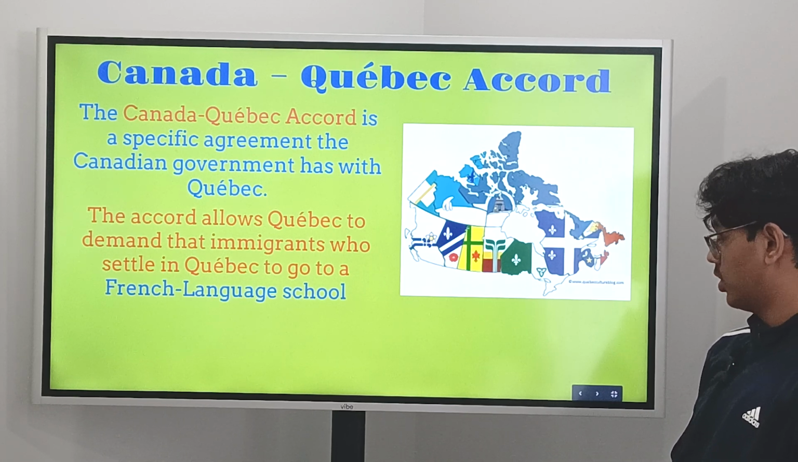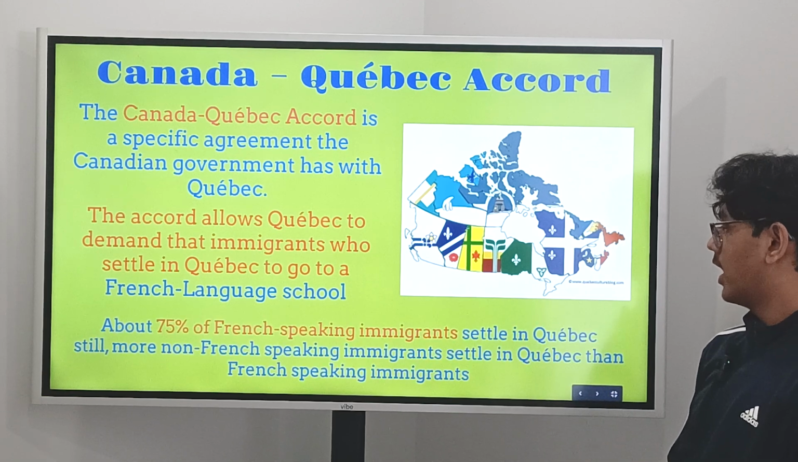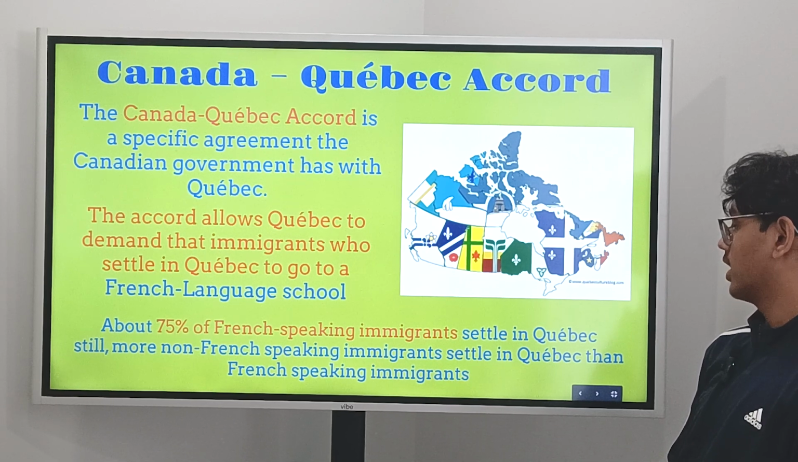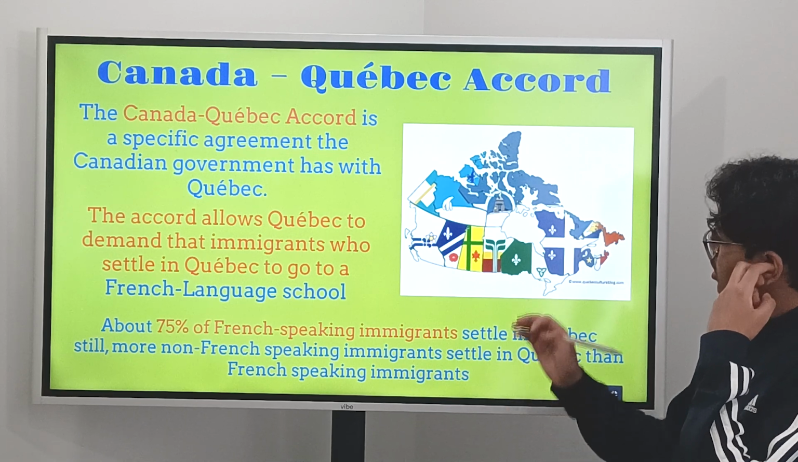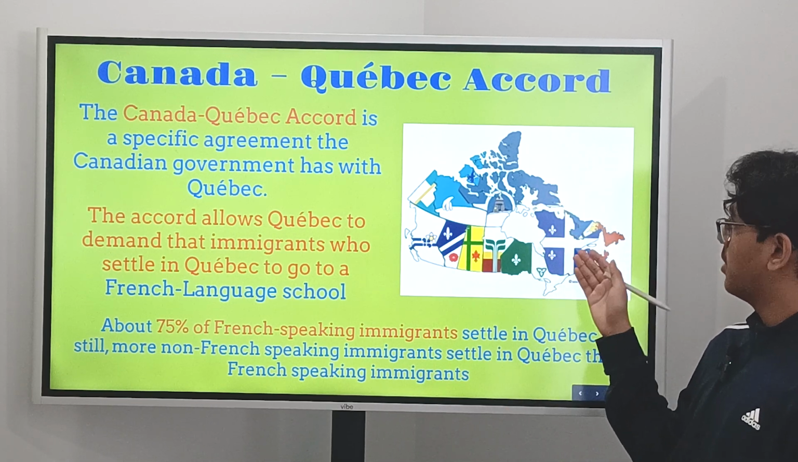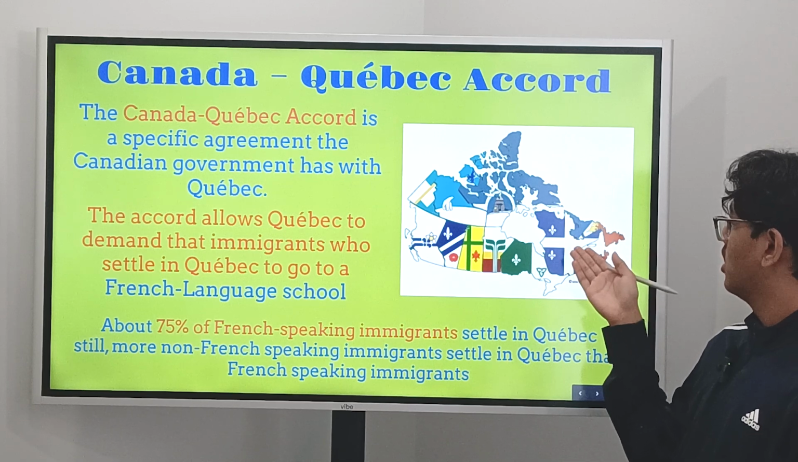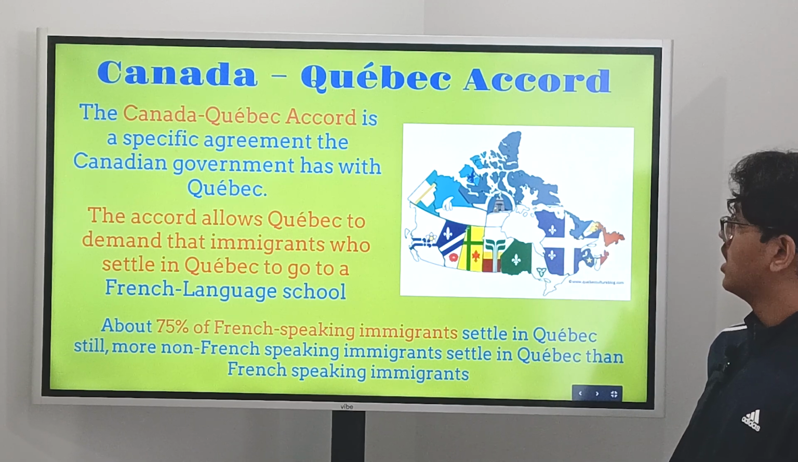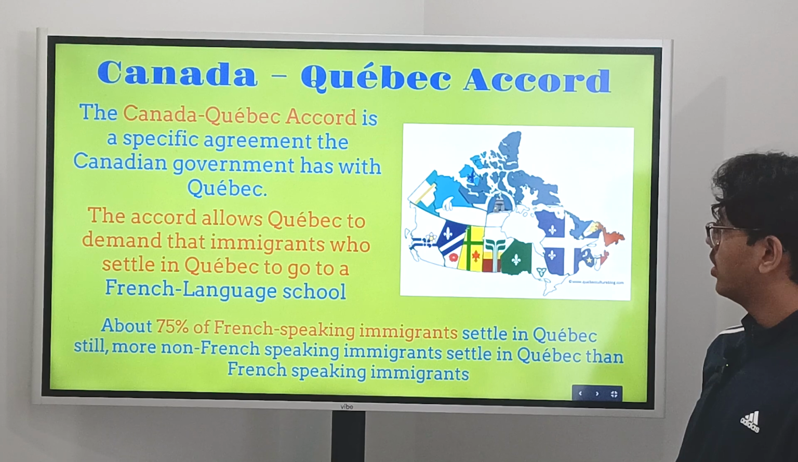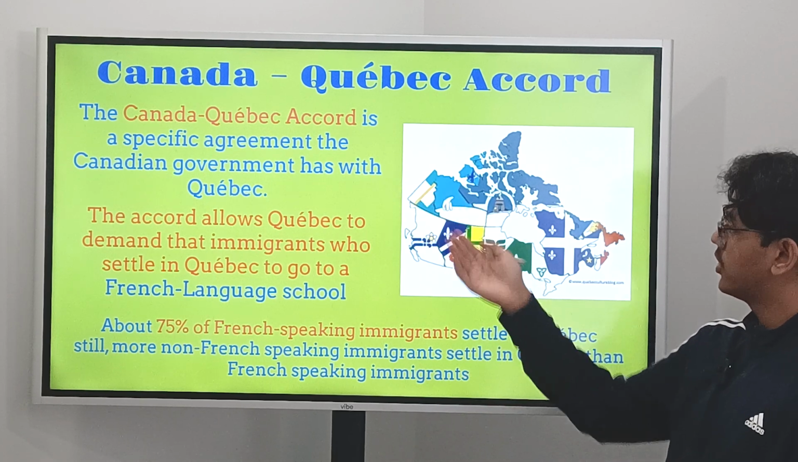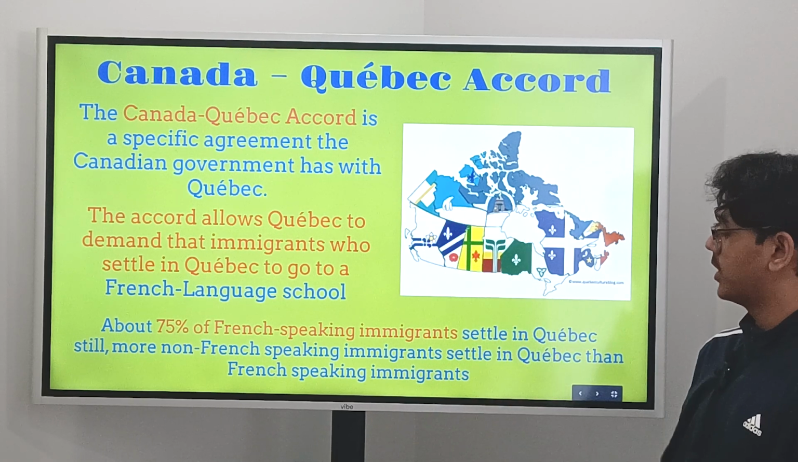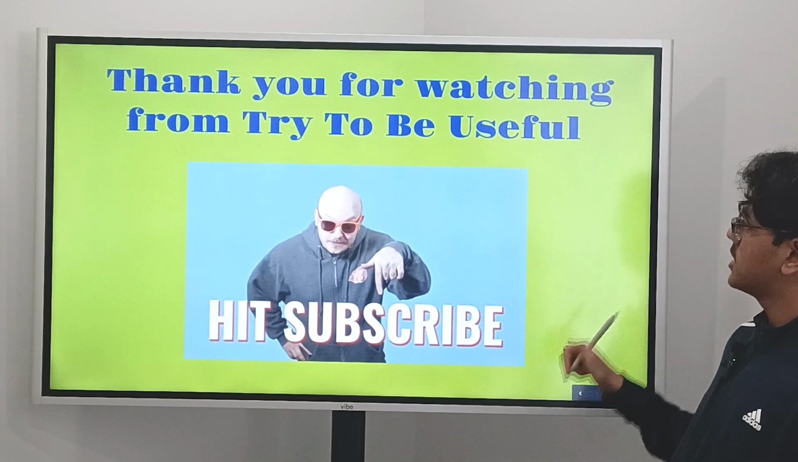French language school. And about 75% of French-speaking immigrants settle in Quebec still, and more non-French-speaking immigrants settle in Quebec than French-speaking immigrants. So before this, Quebec wanted to become its own country and separate from Canada. So what Canada did was create the Quebec Accord so that they had specific agreements with Quebec, the Canadian government. And that's also basically it for this video.